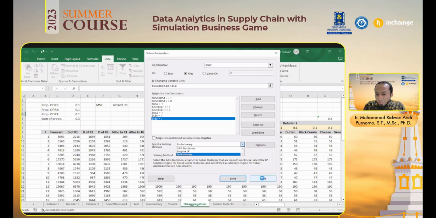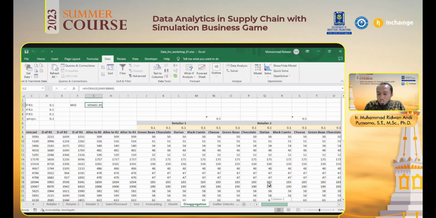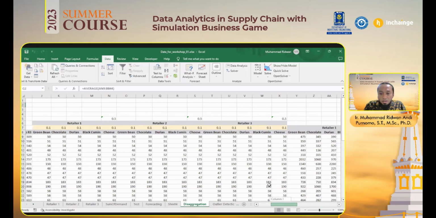After that, this is the result. Maybe after you execute, you will get a different result. It's okay, no problem, as long as we already try to minimize the MSE. After that we can check the result. Okay, how to check? This is the result of the disaggregation.